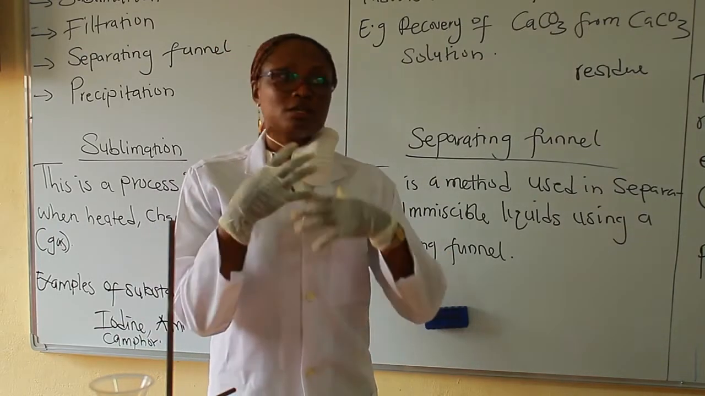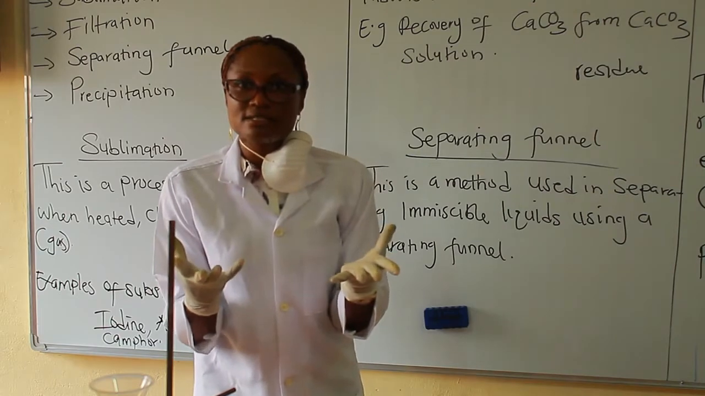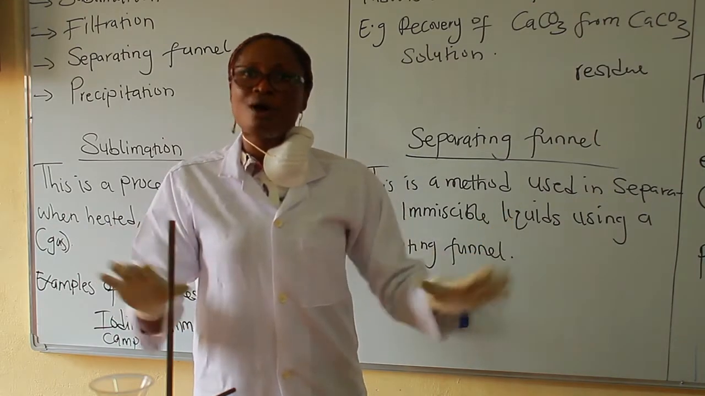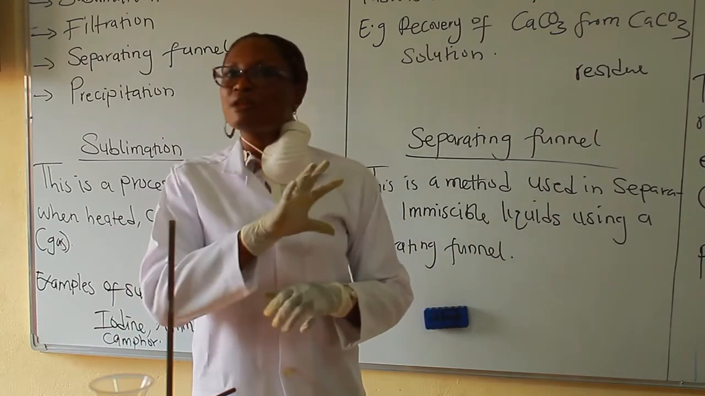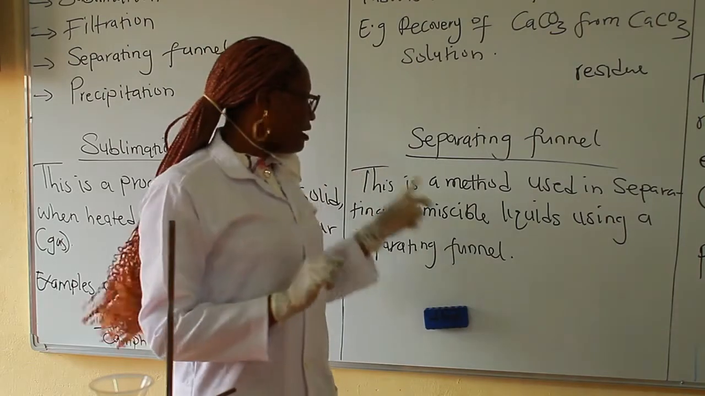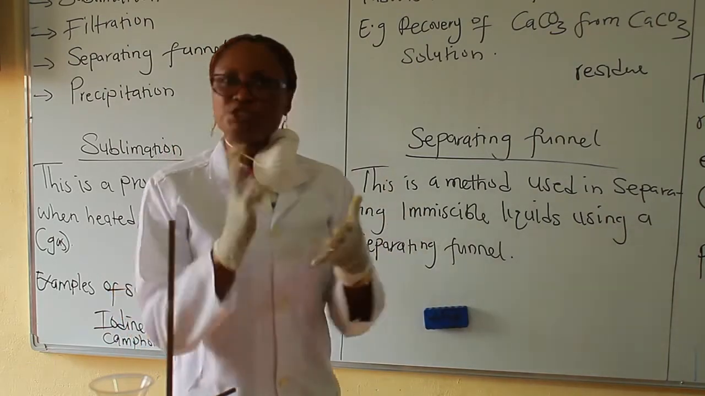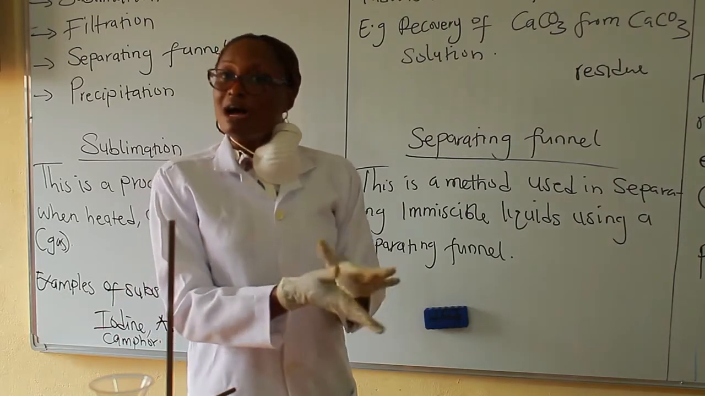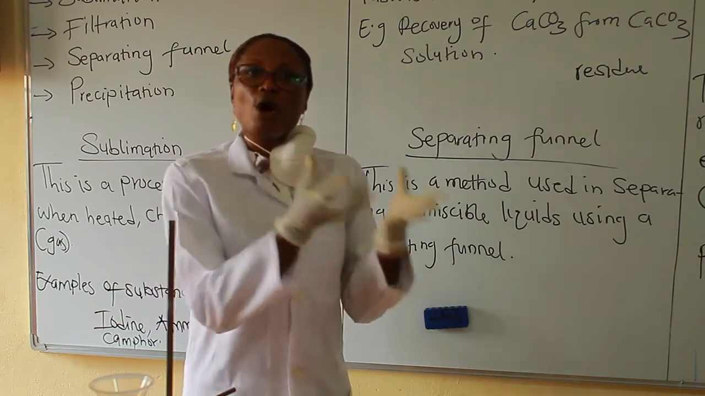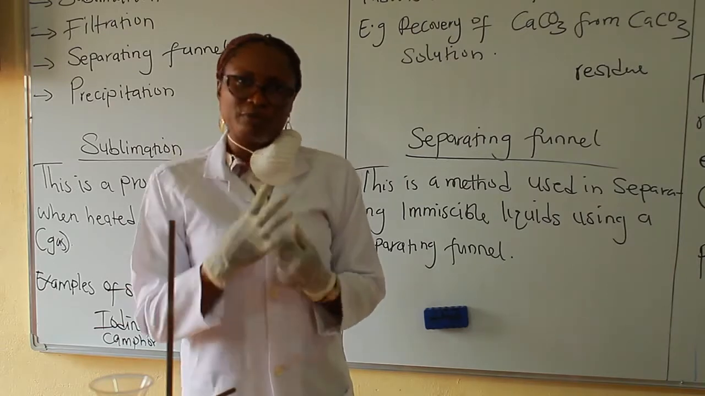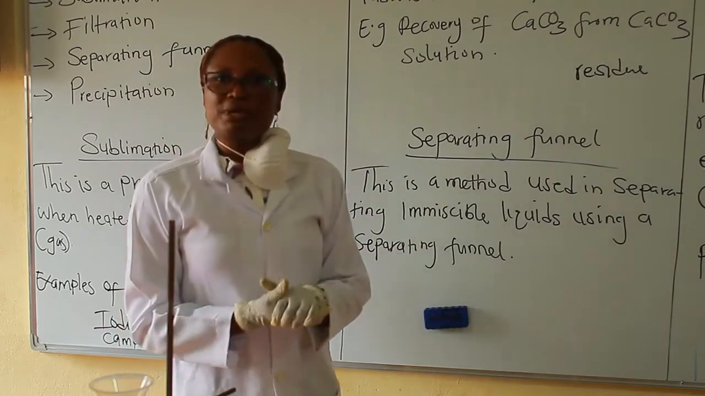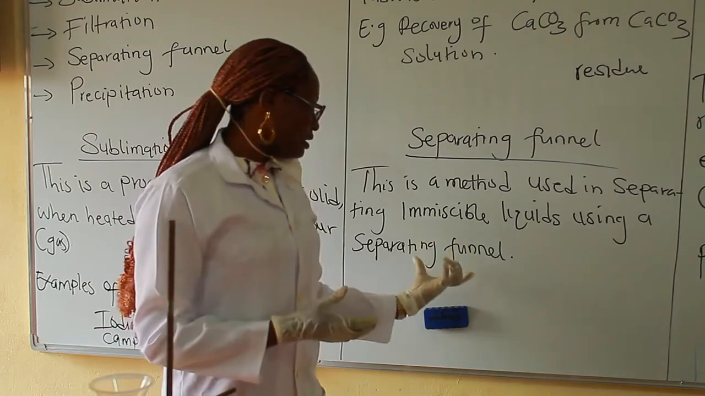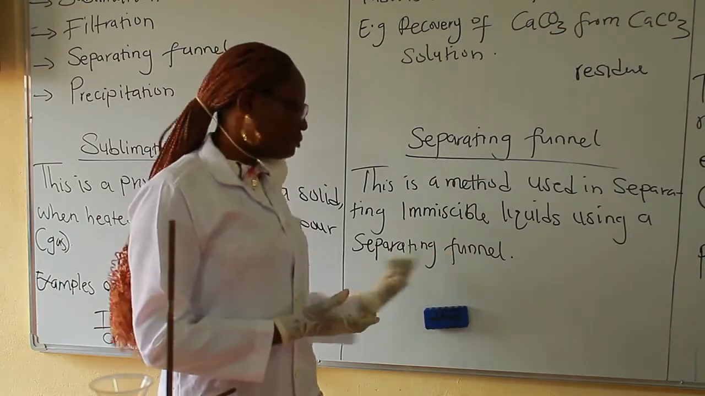Homogeneous mixtures, you cannot detect the difference. They are uniform in appearance. But heterogeneous mixtures are not uniform in appearance. So if you have mixtures that are heterogeneous, an example is petrol and water, or oil and water. How do you get petrol from water? Through a separating funnel. So the apparatus used is the separating funnel.